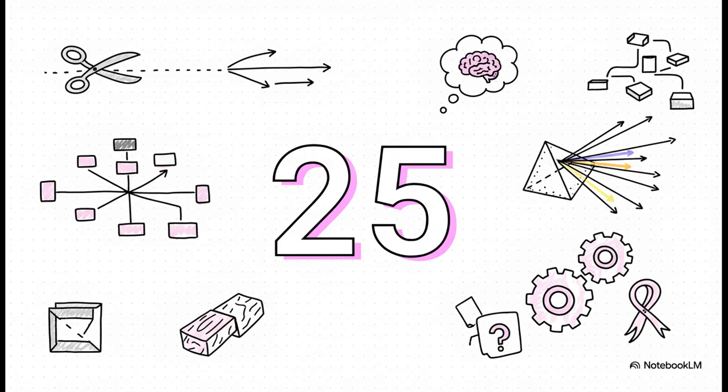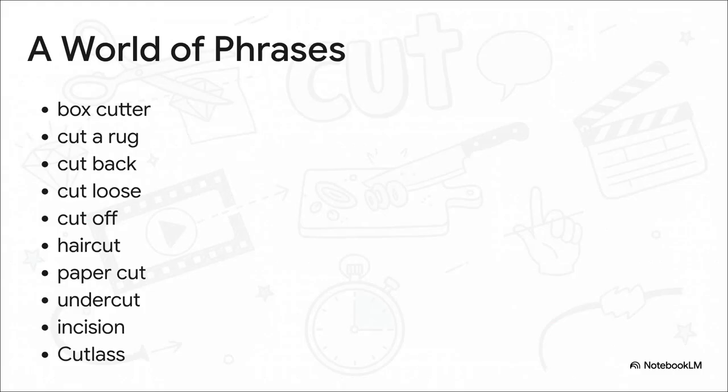So we've seen cut as a verb and a noun. But that is just scratching the surface. How far does this one word's influence really go? Well, we looked into it and found at least 25 distinct phrases and related words. 25! And this is just a quick sample. You've got a haircut, a paper cut, to cut loose, to cut a rug. Then you have related words like incision or even cutlass. It's a whole ecosystem of language, all branching out from that one simple root.